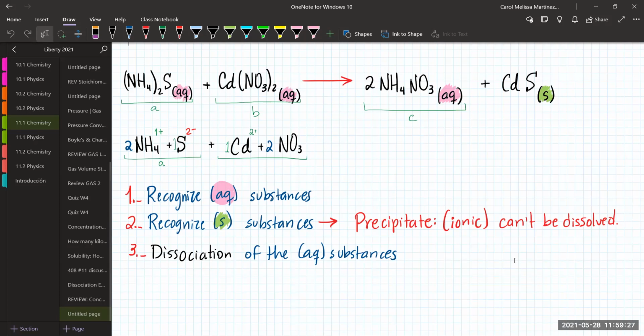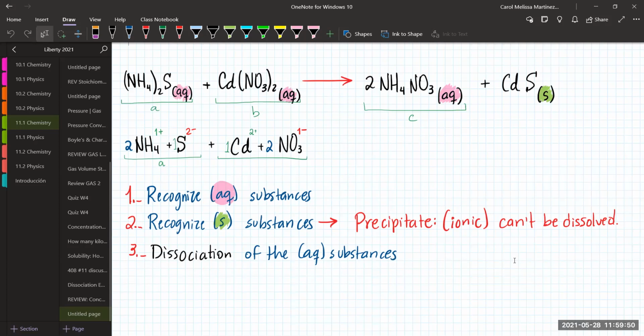-1. -3 is nitrite. It is not the same. This is nitrite, and this is nitrate. Okay, it's not the same. Remember, where do you find all this? In the table of the polyatomic ions that I gave you at the beginning of the school year.